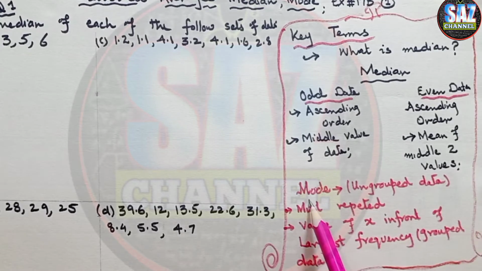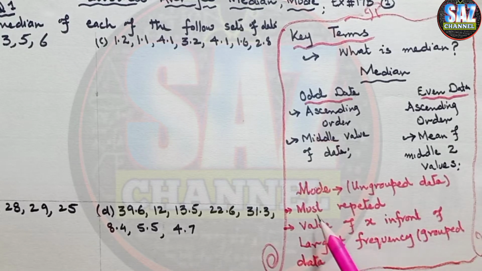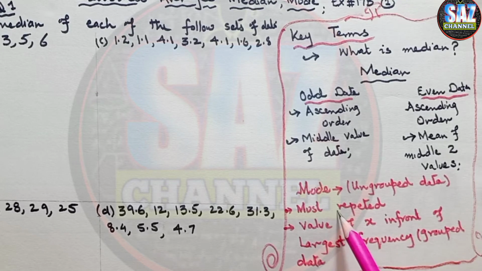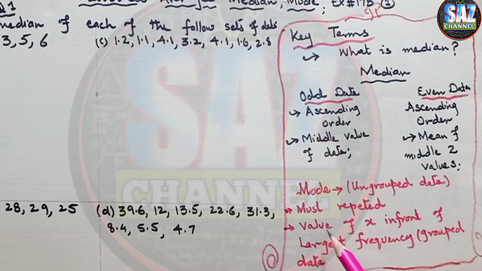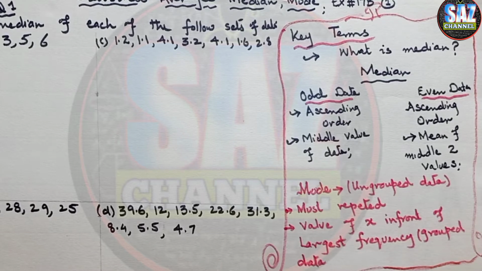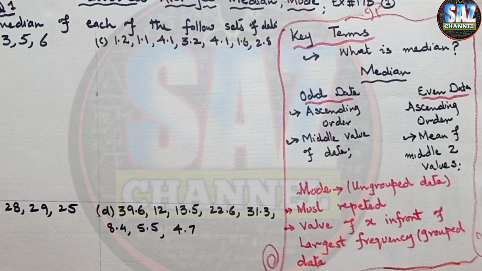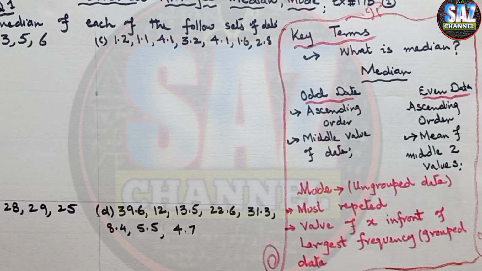Coming to the mode, for the ungrouped data it is the number which is most repeated, the most occurring number in the data, and for the grouped data, the mode will be the value of x in front of the largest frequency. These are the important points that you have to keep in your mind for better understanding of today's class.